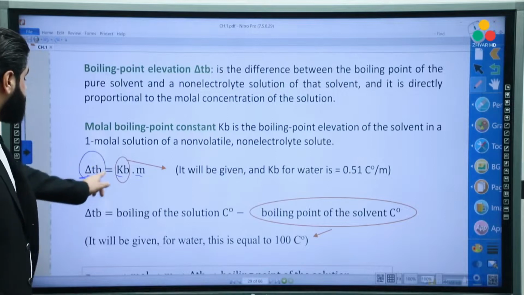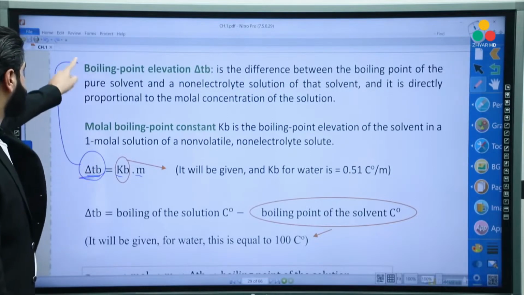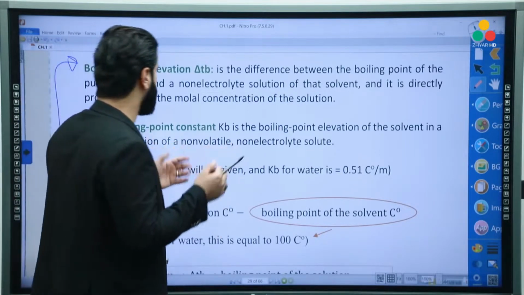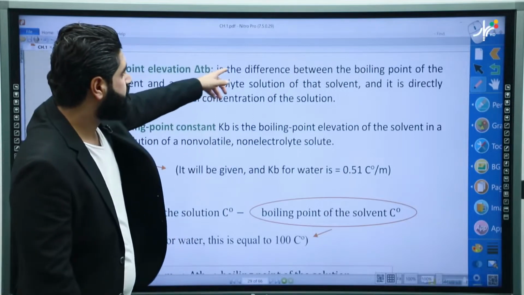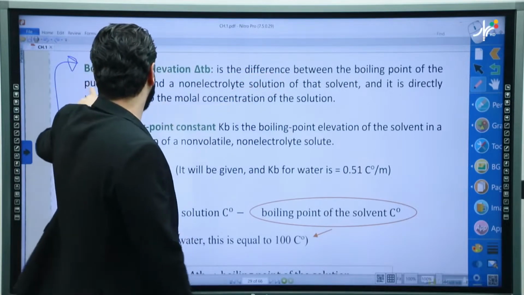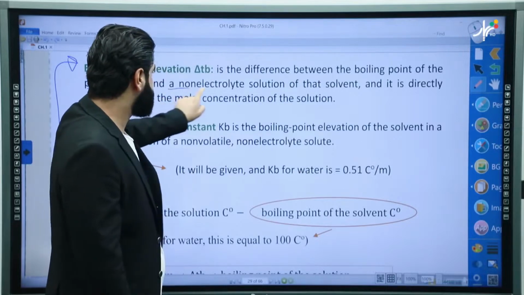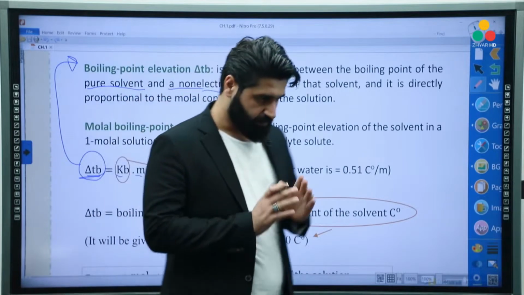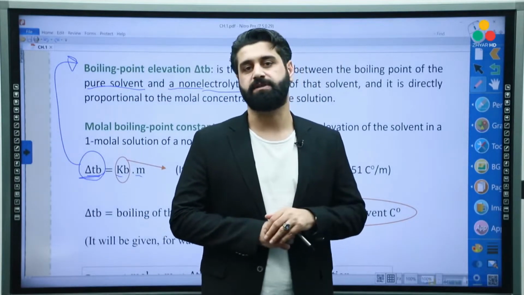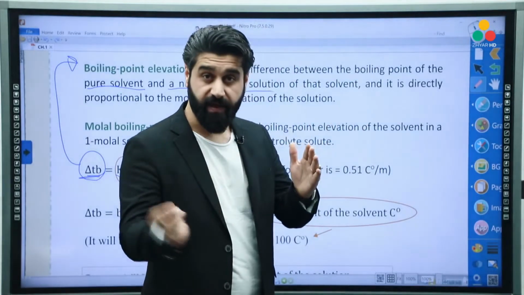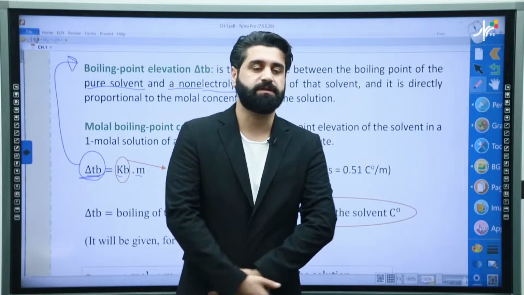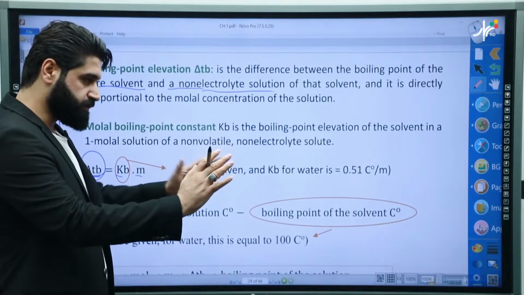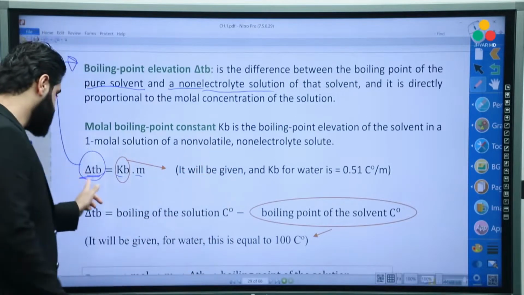What is delta TB? It's the boiling point elevation, or increase in boiling point, or rising boiling point. It's the difference between the boiling point of the pure solvent and the boiling point of a non-electrolyte solution. It means we have a solution in which we dissolve some non-electrolyte solute, so there will be an elevation in boiling point. This difference between pure solvent and solution is called delta TB.